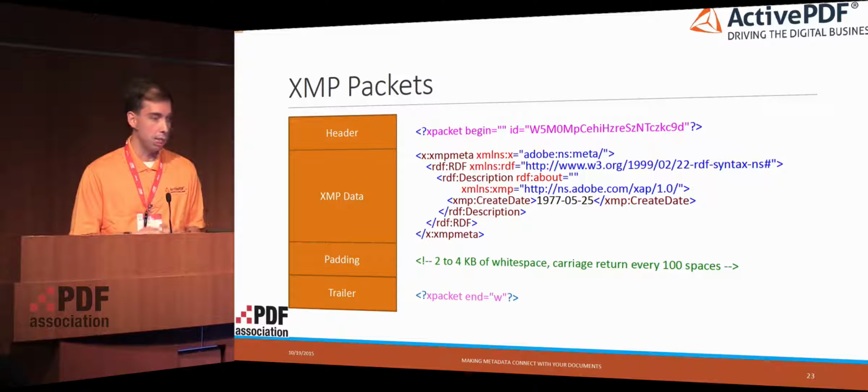If they come in, make changes that make the metadata longer, and they don't update the cross-reference table, anything that happens after that metadata is going to be invalid. It won't be found using the original cross-reference data. So instead what we do is we use padding. In this case, it's going to be 2 to 4 kilobytes of white space. And you're going to want a carriage return about every 100 spaces. That way applications can come in and use that white space to make changes in the document to your metadata.